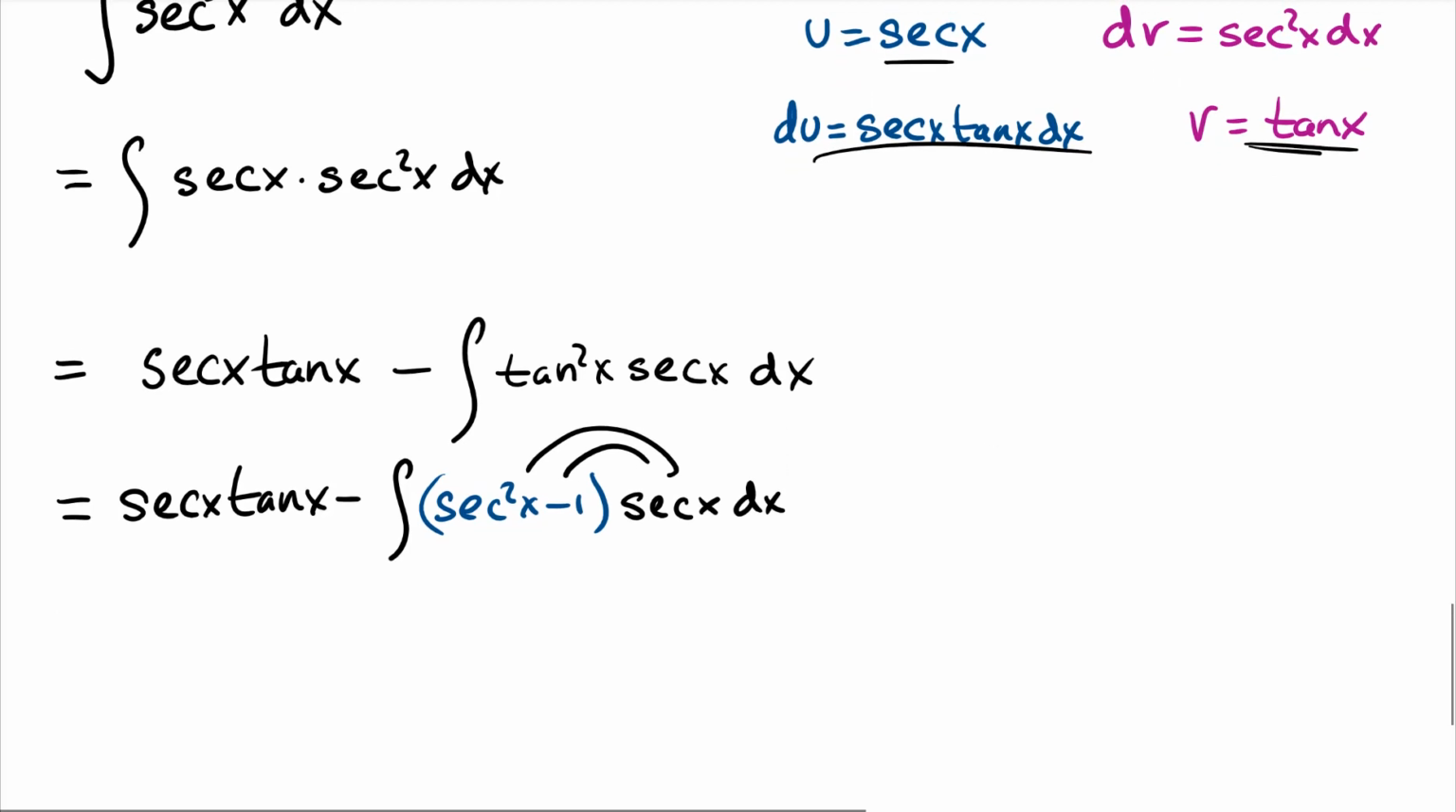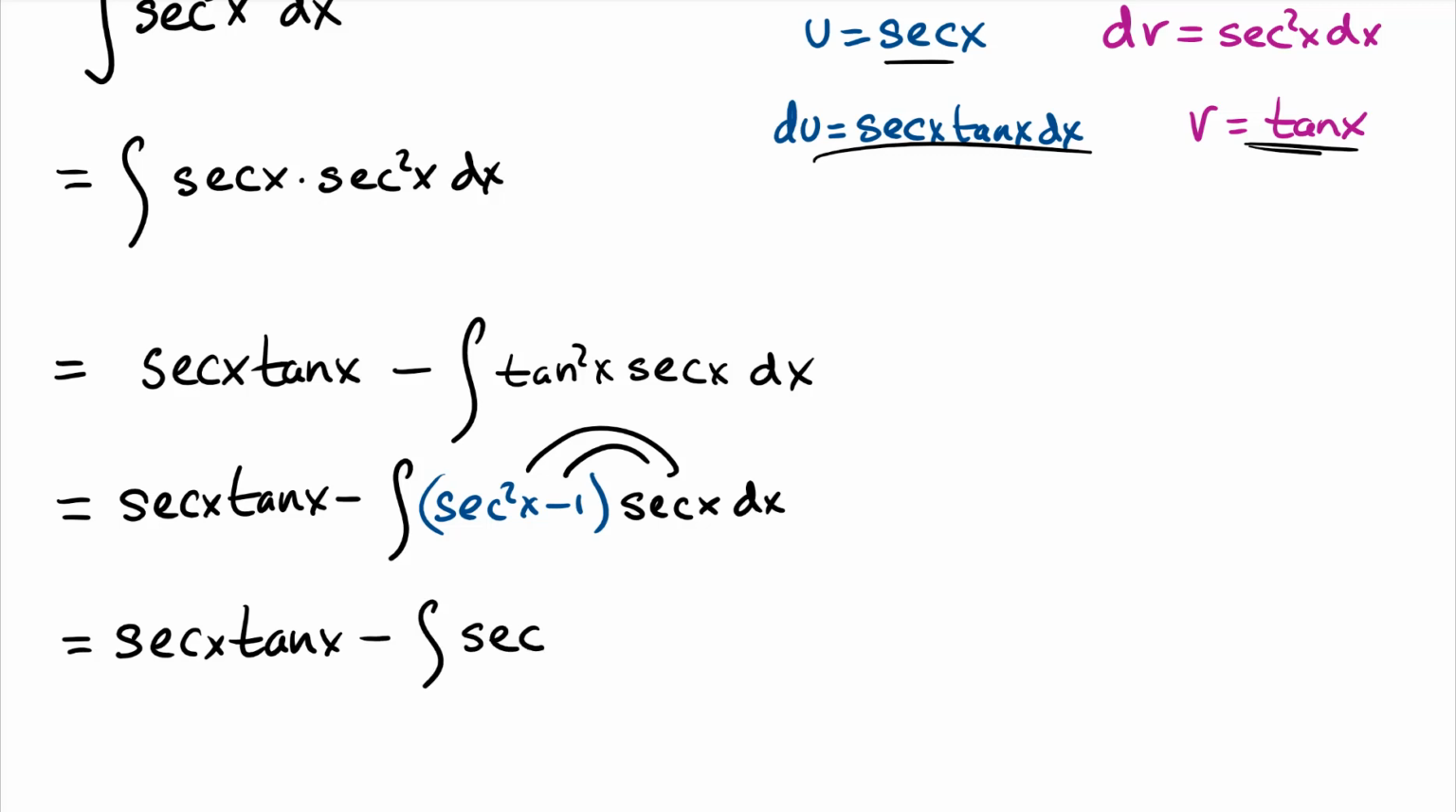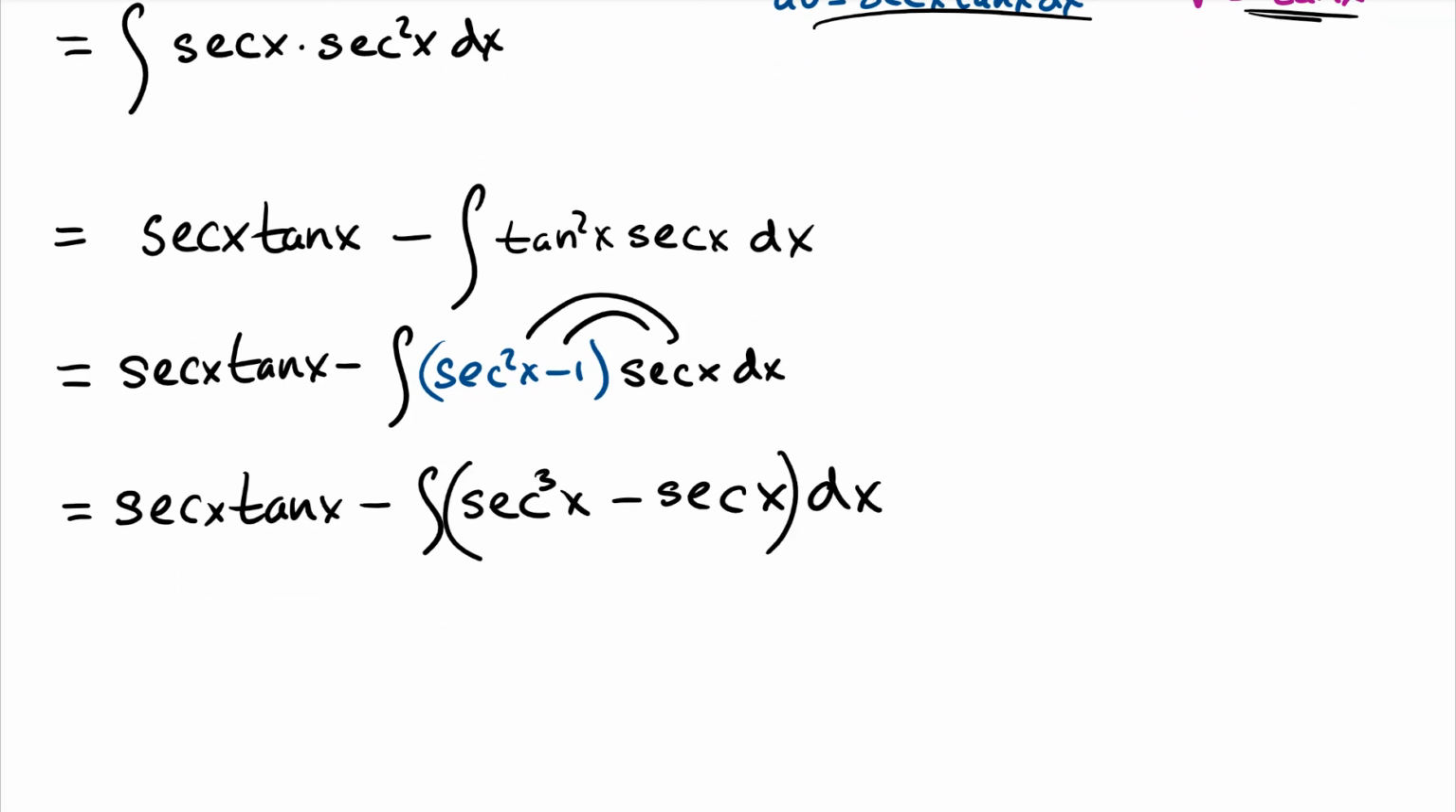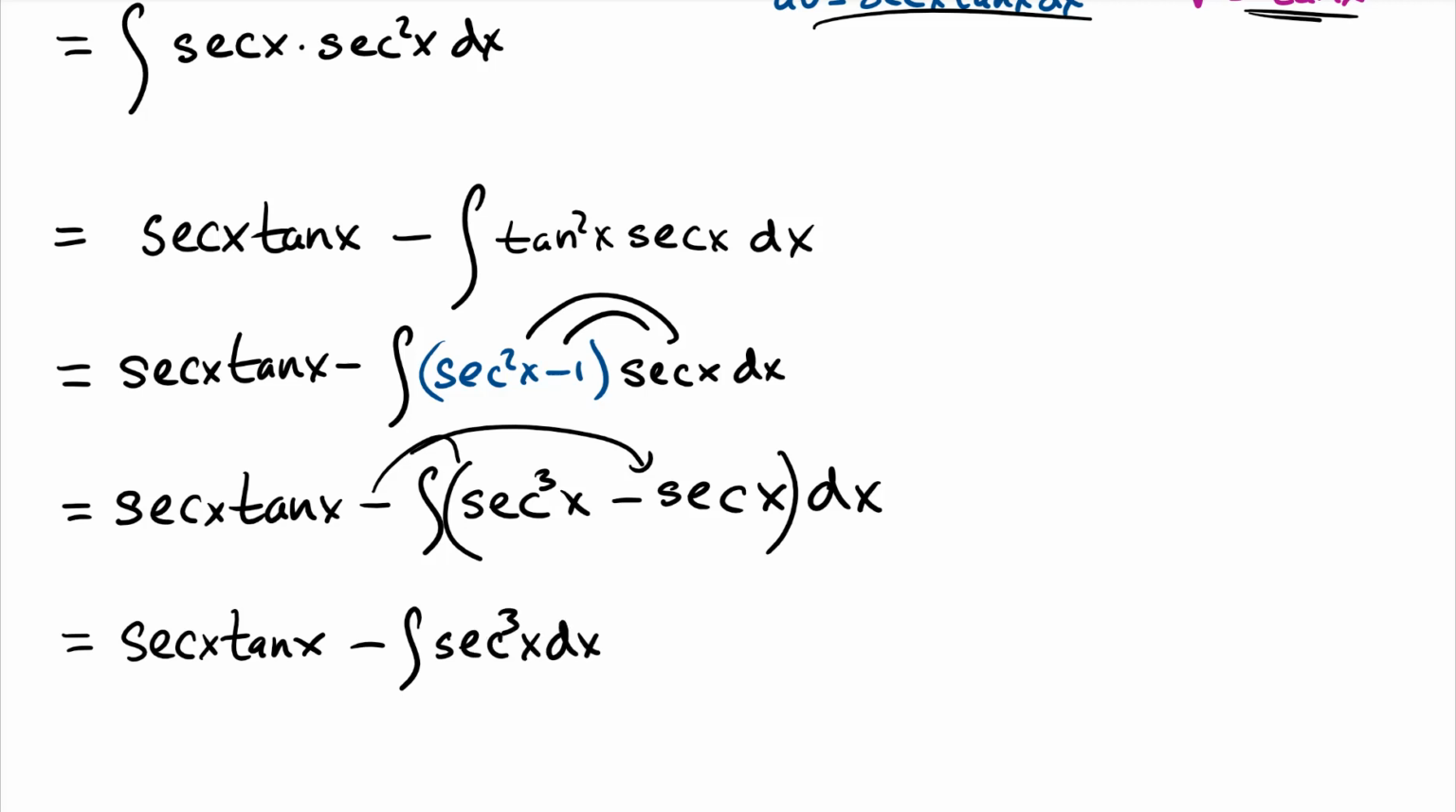Let's bring it in. And, oh my goodness, now we have another secant cubed. That sucks. But wait a second. Okay, yeah, there we go. Why don't we break this integral into two pieces? I'm going to bring the negative over to here too. So we're going to end up with secant of x tangent of x, minus the integral of secant cubed of x dx, and then plus the integral of secant of x dx.